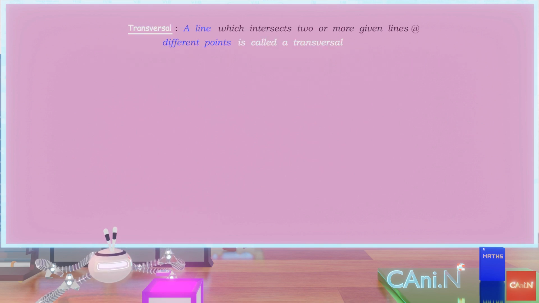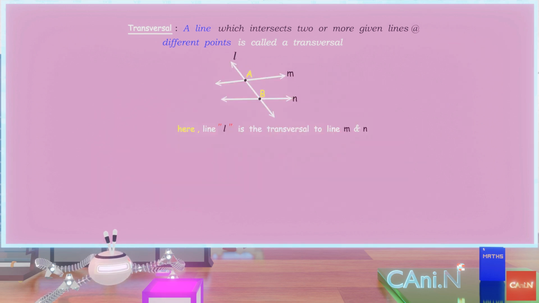Transversal. A line which intersects two or more given lines at different points is called a transversal. Here, line L is the transversal to lines M and N. Since line L intersects lines M and N at different points A and B, angles are formed by a transversal to two lines.